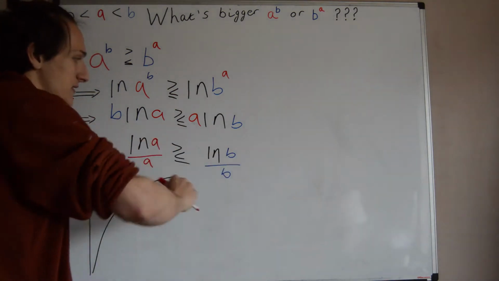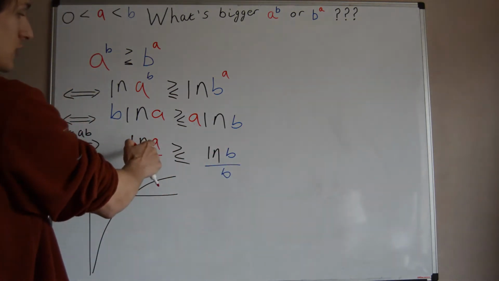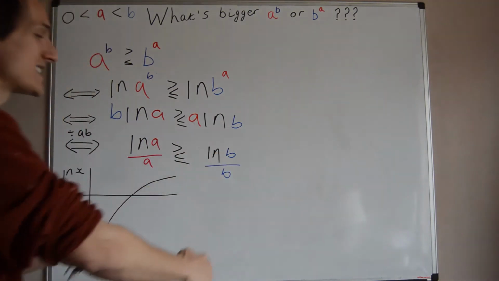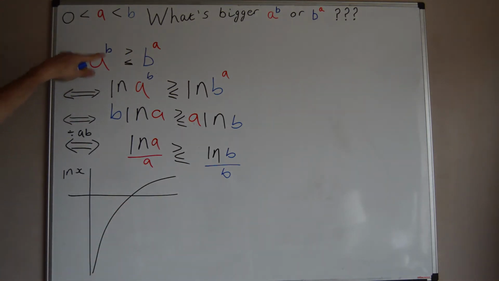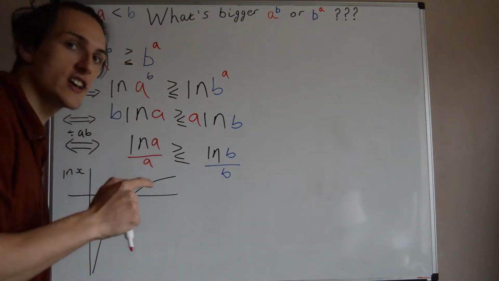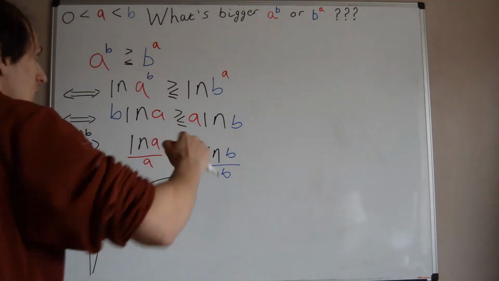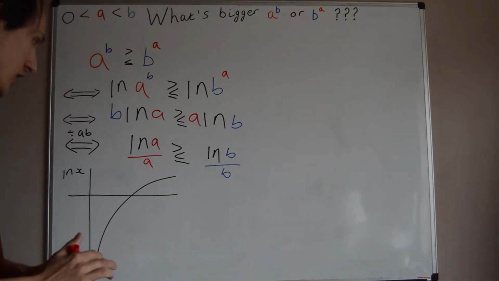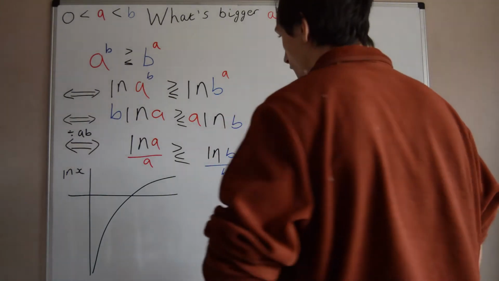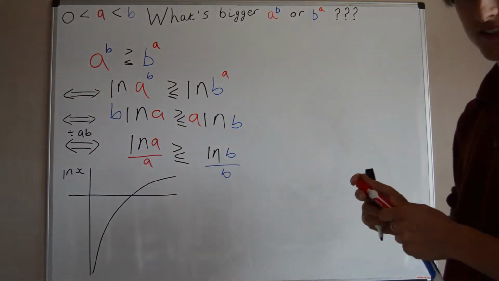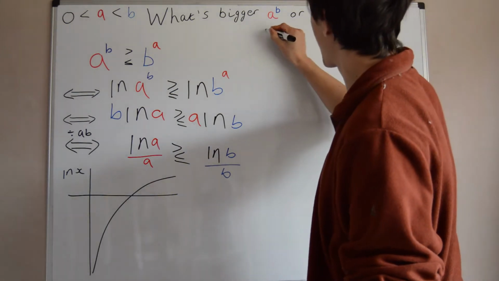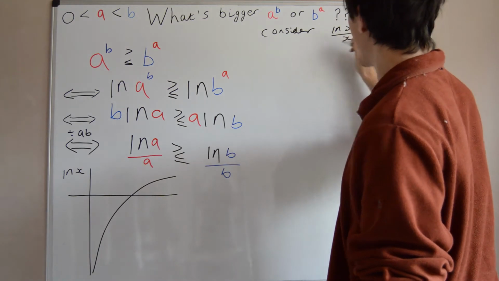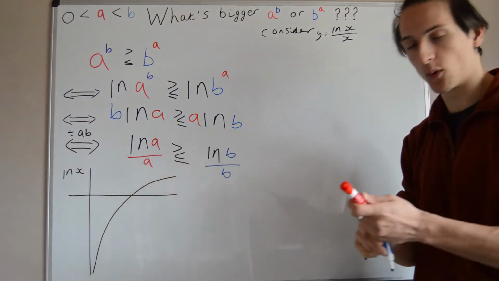So we have this statement. If, for example, the natural logarithm of a divided by a is greater than the natural logarithm of b over b, then this is the same thing as saying that a to the b is greater than b to the a. So if we consider this statement, we can learn about this statement, because these are equivalent things. So we need to consider the graph of the natural logarithm of x divided by x. Consider the natural logarithm of x over x, and I'm just going to let this equal y.